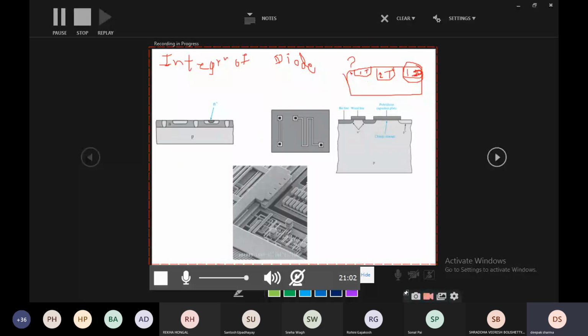Apart from transistor, what are the other circuit elements? The diodes, capacitors, resistors, inductors, then contact cuts and all, right? How those things can be integrated on the same chip, that is integration of other circuit elements. So the first thing we are taking is integration of diode, right? Did you follow? Yes, sir.